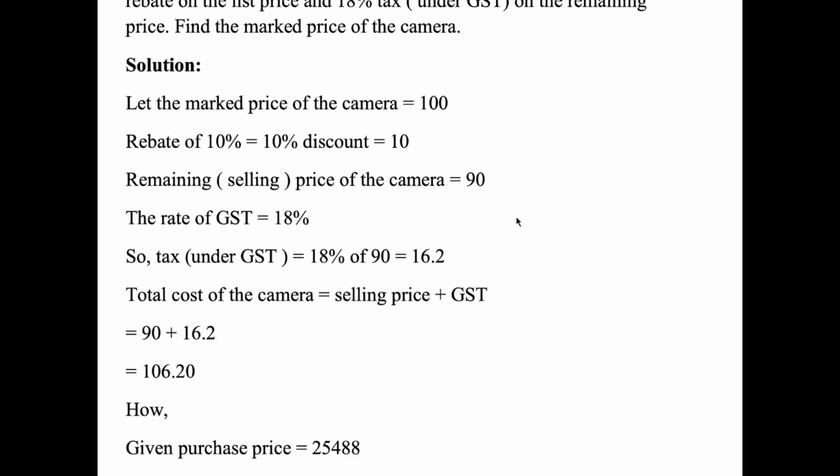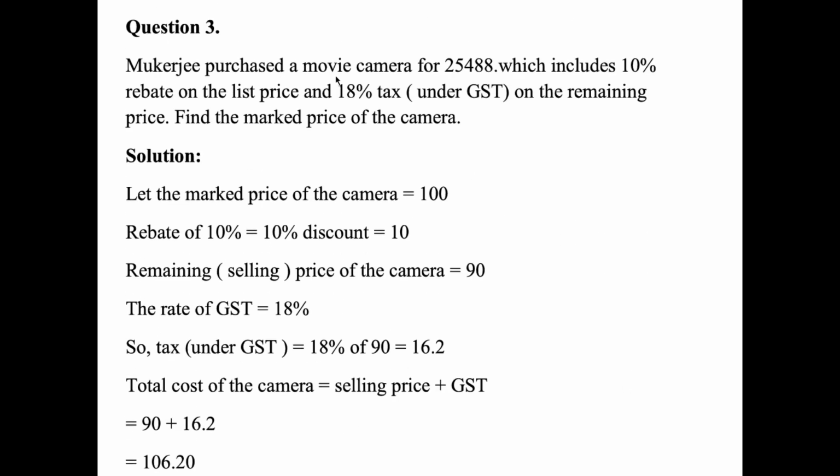Come to the next question. Mukherjee purchased a movie camera for rupees 25,488, which includes 10% rebate on the list price and 18% tax under GST on the remaining price. Find the marked price of the camera.